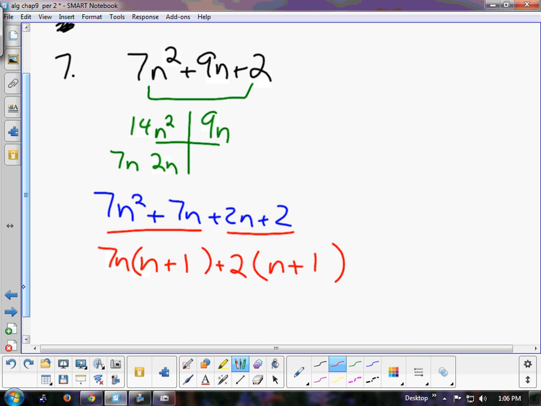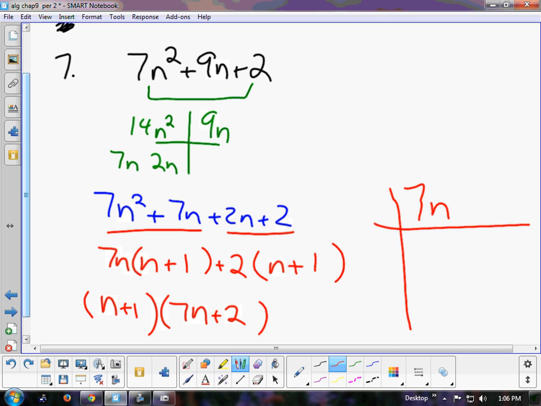Then you write your answer. N plus 1 times what? 7n plus 2. Good. Then you come over and do your check.